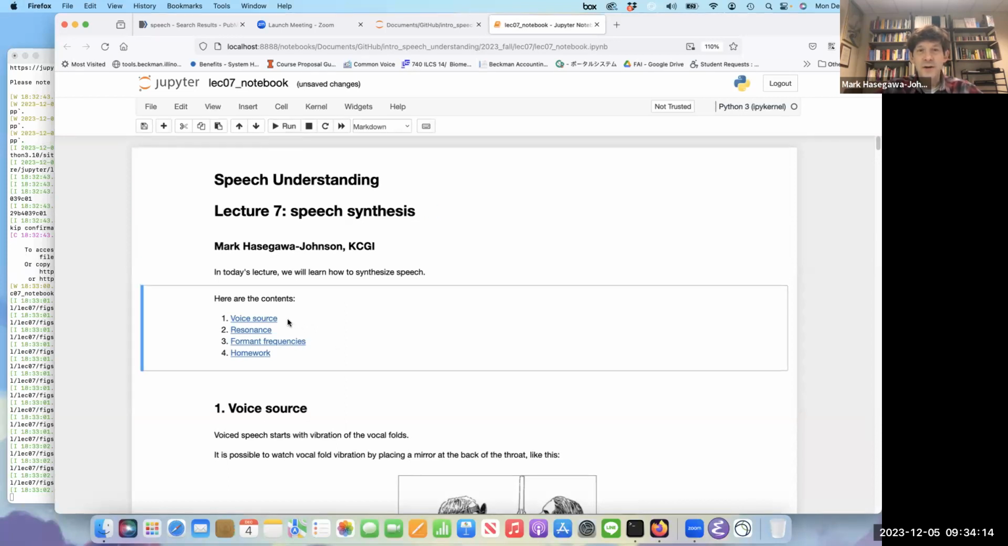So I'm going to talk about three aspects of speech: the voice source, which is the voice box down here; the resonance, which is the way in which that sound echoes inside of your vocal tract. So this source echoes inside your cheek, right? It echoes inside your vocal tract, and those resonant frequencies are called formant frequencies.